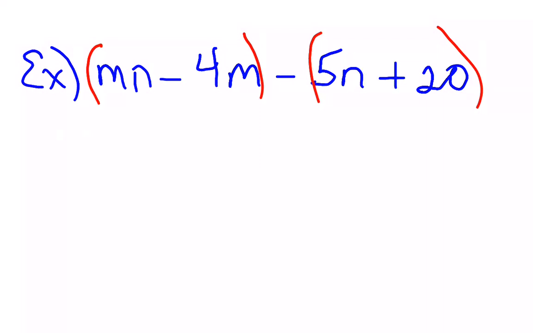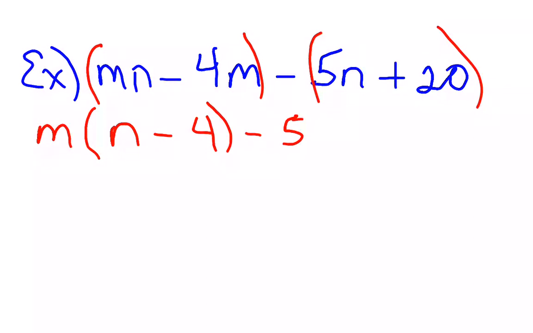And I'll tell you at the beginning, this one has a little trick to it. So if we look at the first group, we can see that there's an M in common. If I pull an M from Mn, we're left with N. If I pull an M from 4m, I'm left with the 4. So I have N minus 4 in the parentheses. In the second group, between 5n and 20, we realized that we could pull a 5 out of there. So I'm going to pull a 5 from there. If I pull a 5 from the 5n, I'm left with n. If I pull a 5 from the 20, I'm left with 4.